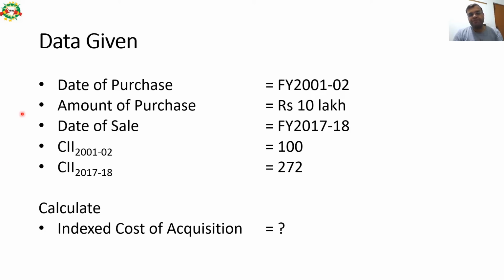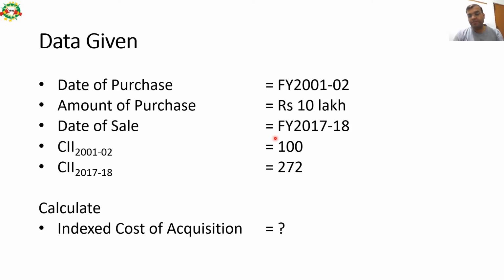As I always say, before solving the problem, we always have to note down the data given in the question, whether it is relevant for solving the problem or not. So try to write down the data in your own chronological order and in your own language. So the date of purchase given in the question, the exact date is not given, but the year of purchase is given, which is financial year 2001-02. So that date of purchase is after 1st April 2001. Amount of acquisition is 10 lakh rupees.